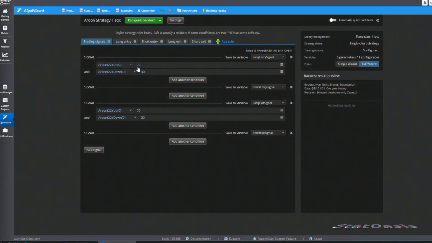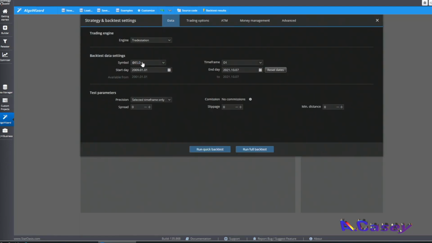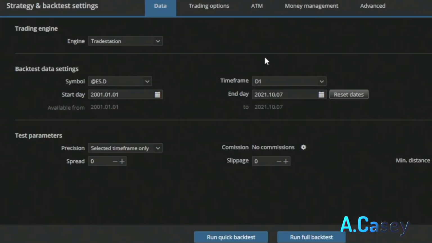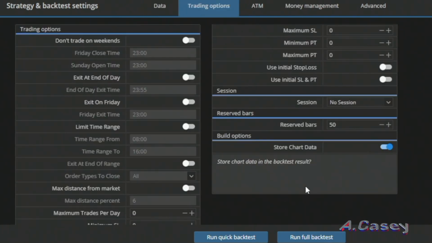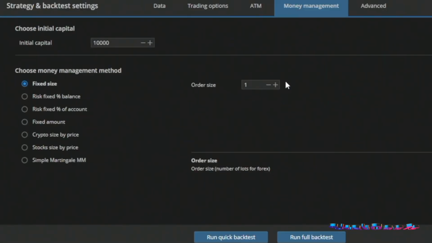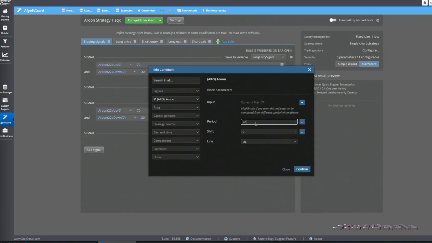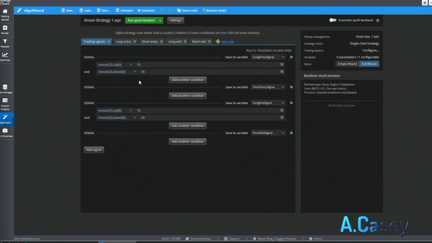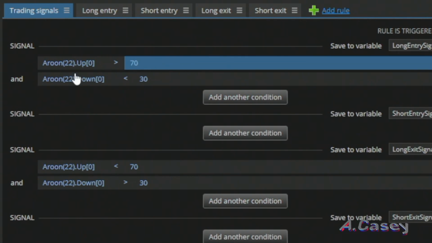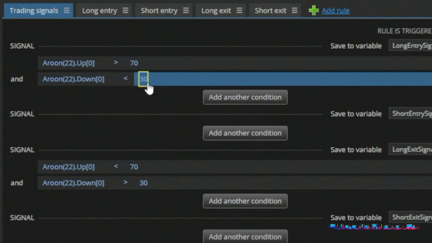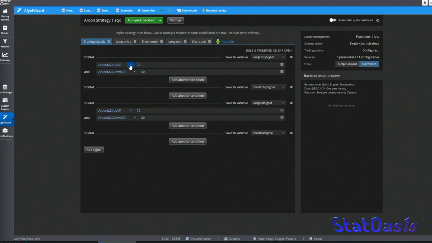So here in StrategyQuant X Algo Wizard, I built this strategy. It's the ES, and I'm picking all the data. This is daily, and let's save the trades on the chart. We're using one contract. So this is the Aroon indicator. Of course, if you pick the Aroon indicator, it has only the period, shift, and two channels, either up or down. Like I mentioned, if we're looking to go long, then we need the upper channel to be above 70, but we also need the lower channel to be below 30. And then we will exit when the opposite happens, when the upper channel goes below 70 and when the lower channel goes above 30.